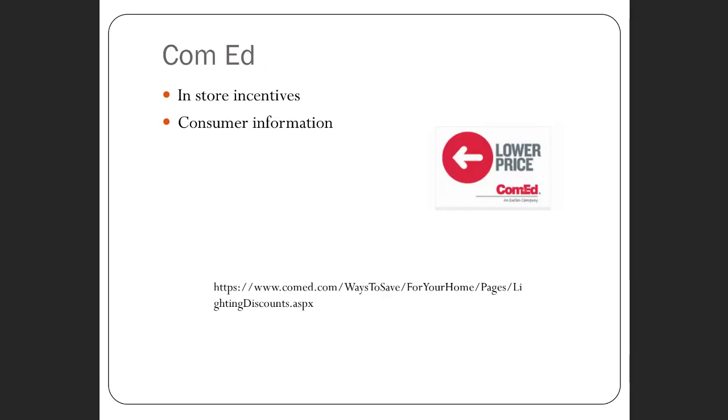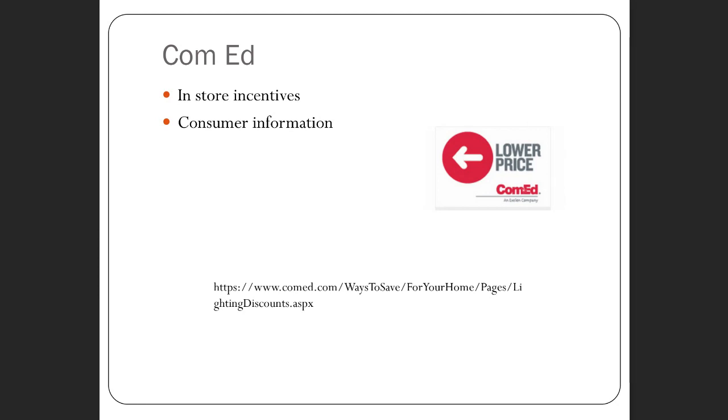I think we talked about utility incentives a while ago, right? In some cases, you're paying money on your gas or electric bill to support efficiency programs.